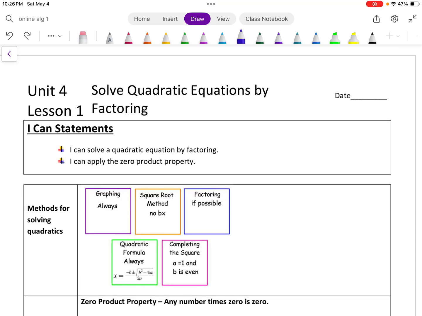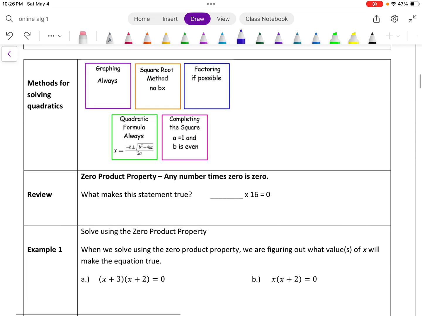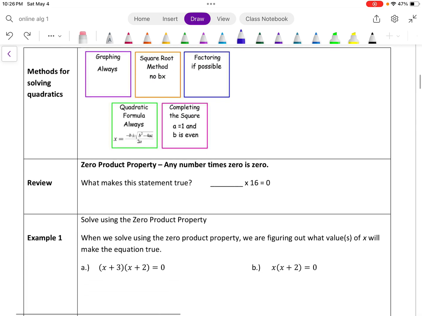We're going to talk about how to solve a quadratic equation using factoring. So in order to understand how to do that, we need to understand the zero product property, which just tells us that any number times 0 is 0, right? What would make this statement true? What times 16 would equal 0? The only possible number that could make that true is 0, right?